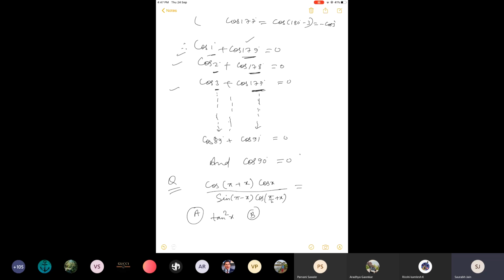So this is cos pi plus x cos x upon sin pi minus x cos pi by 2 plus x. This is equal to, and the options are given here. So there is this expression cos pi plus x cos x upon sin pi minus x cos pi by 2 plus x. Four options are given. You have to tell me which of the following options are correct.